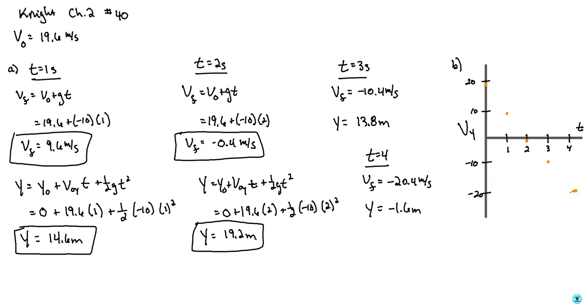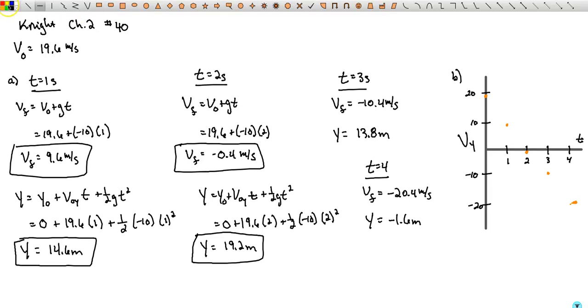So then if we drew our nice little line of fit to give us an idea of what it looks like, we can draw something that looks kind of like that. So that would be what our graph would look like there. So that is problem number 40 from chapter 2.